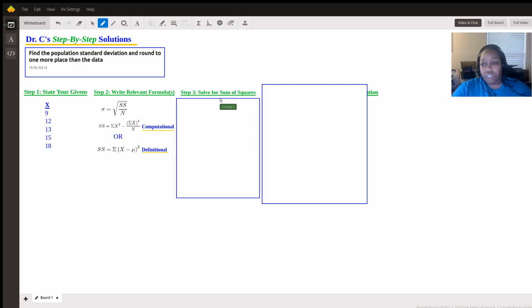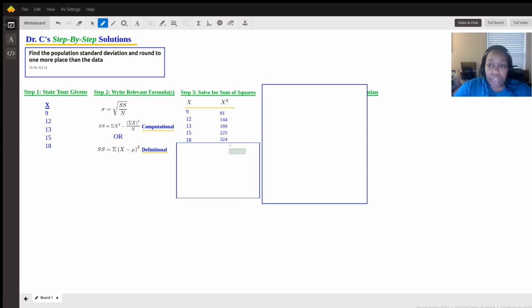The next step is to actually solve for sum of squares. My advice is to have one column of x and another column of x squared. So we have each of these data values, and then we're essentially going to square them. 9 squared is 81, 12 squared is 144, 13 squared is 169, 15 squared is 225, and 18 squared is 324. After we have these columns, we're going to add up each of the columns. So the x column is equal to 67, and the x squared column is equal to 943.